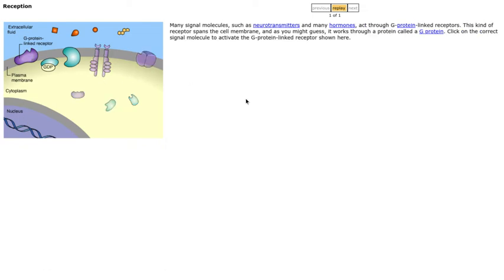Many signal molecules, such as neurotransmitters and many hormones, act through G protein-linked receptors. This kind of receptor spans the cell membrane, and as you might guess, it works through a protein called a G protein. Click on the correct signal molecule to activate the G protein-linked receptor shown here.